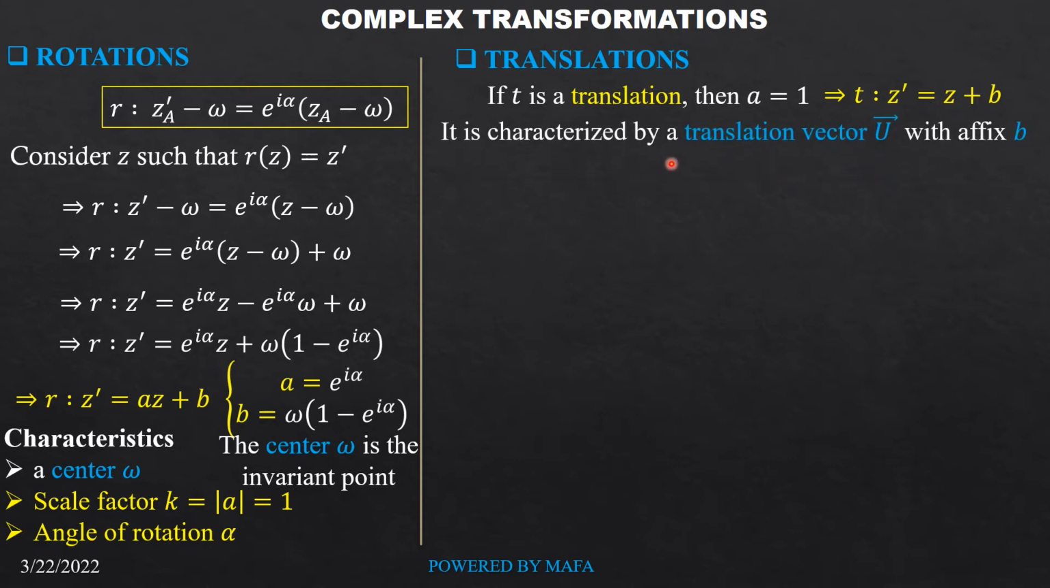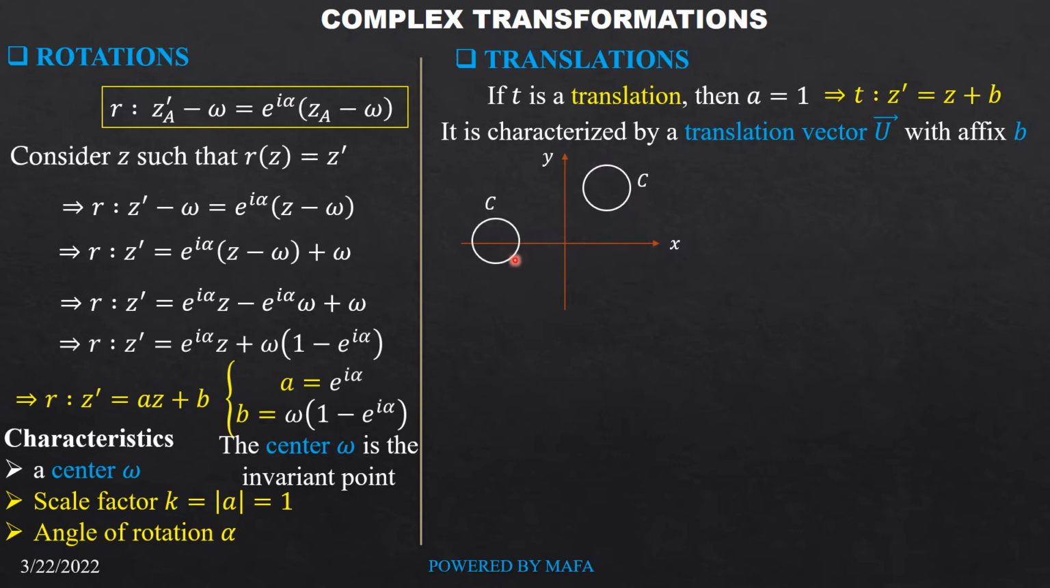Now with that said, we can characterize it as a translation with translation vector u, whose affix is b. So my translation vector is u, and the affix of that translation vector is my complex number b. Okay, let's look at some examples of how this is actually indicated. So we have our xy plane. Now if you have a circle named C and it undergoes a translation, it simply means that we have something like this. It moves from this to this.